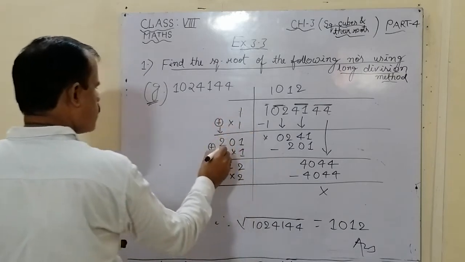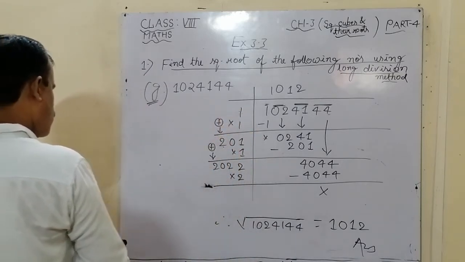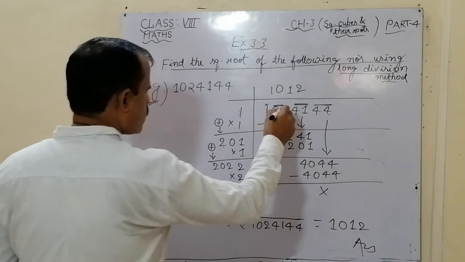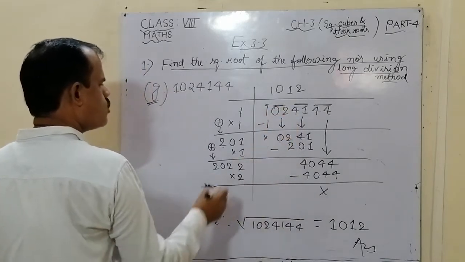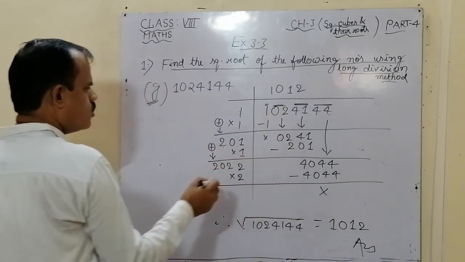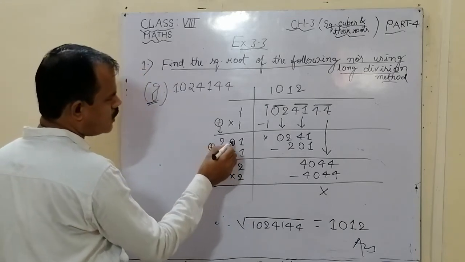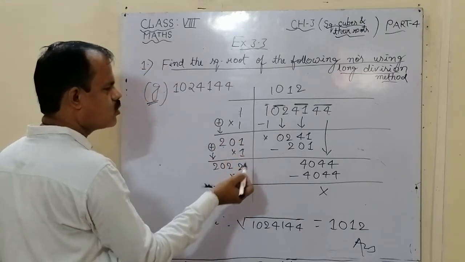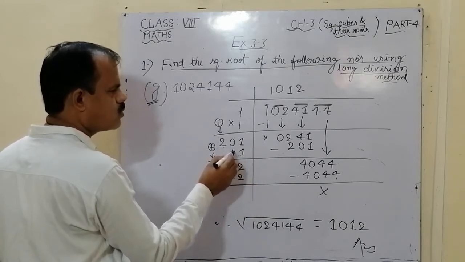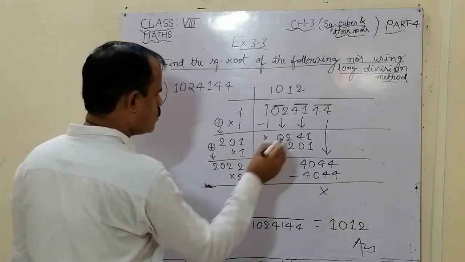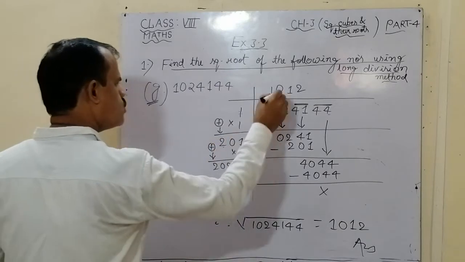Now 1 plus 1 becomes 2. Now bring down the next pair. The next pair is 02. We write here 02. So you look here, this number is 2. When we take here 1, it becomes 21 into 1, 21, but here the number is 2. So we put here 0, 0.